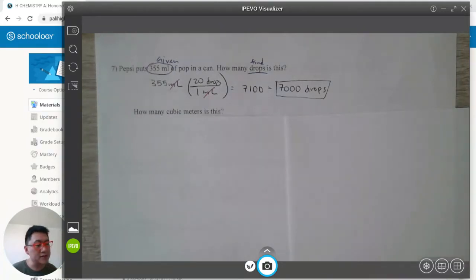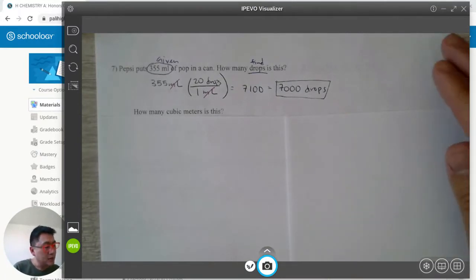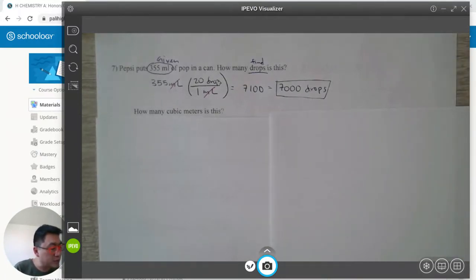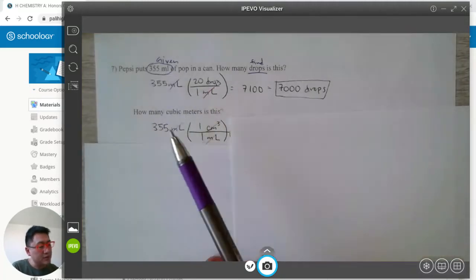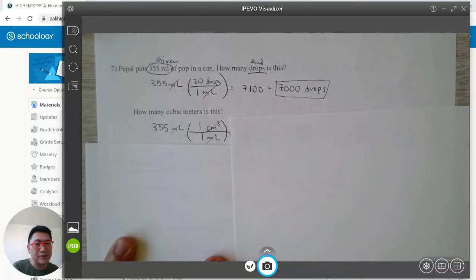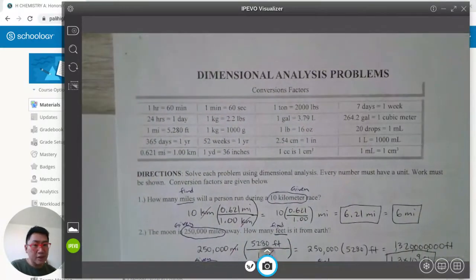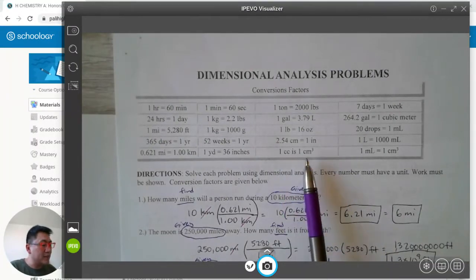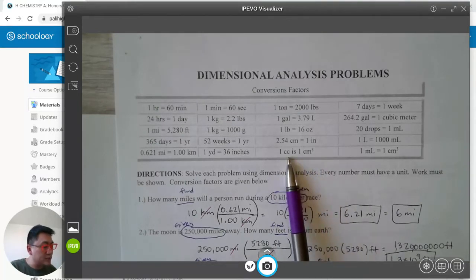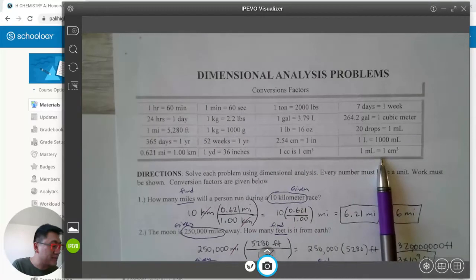Okay, next question says, how many cubic meters is this? If I want to know how many cubic meters, first of all, I'm going to start with my given, in this case 355 milliliters, and change milliliters to cubic centimeters. 1 milliliter is a cubic centimeter, and how do I know? It's all on the other side of the paper. Right here, cc is cubic centimeter. Sorry, this right here: 1 cubic centimeter is 1 milliliter.